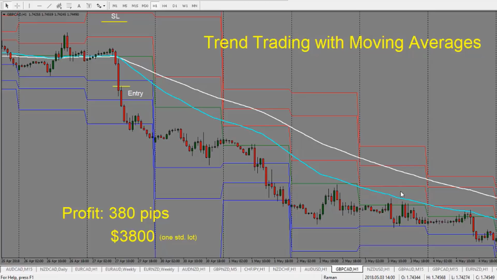Now there are advantages and disadvantages of doing both, but the easiest one is to just wait for price to close on the other side and then exit the trade. So from entry to exit here, we get 380 pips in the trade. Moving averages are a great way to identify the trend and then stay with the trend for as long as possible. Here we look for a moving averages crossover.